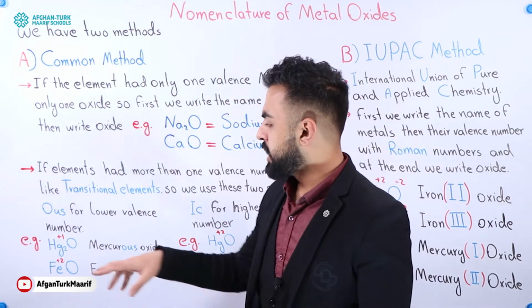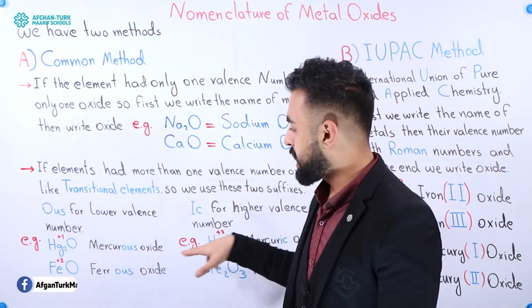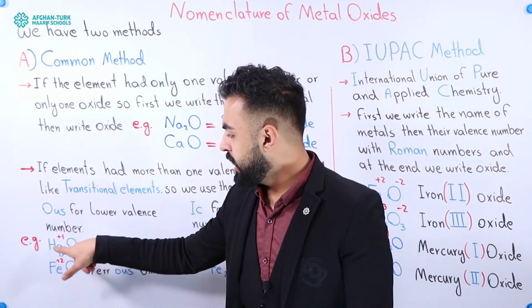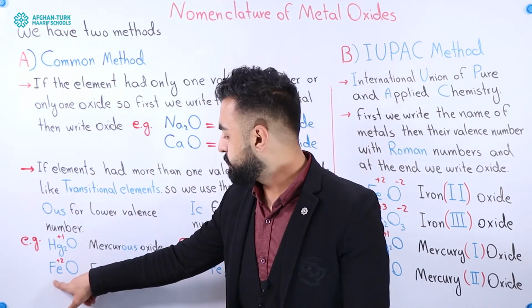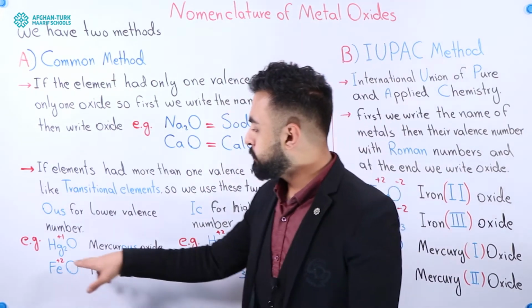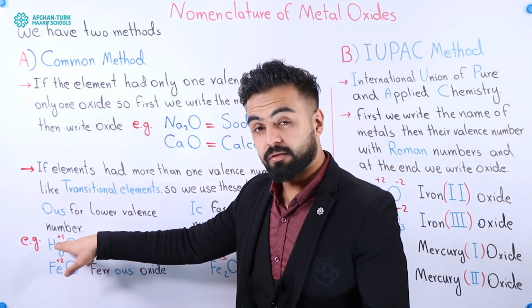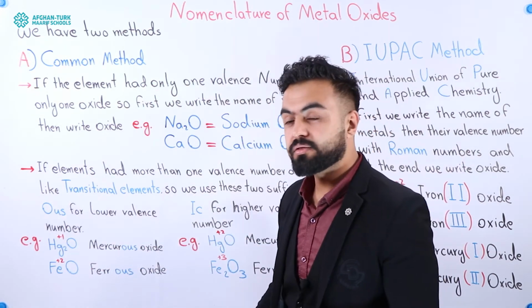So there are different types of elements. For example, here we have mercury, and we have ferrium, or iron. Mercury has two valences. Sometimes it's positive 1, sometimes it is positive 2.